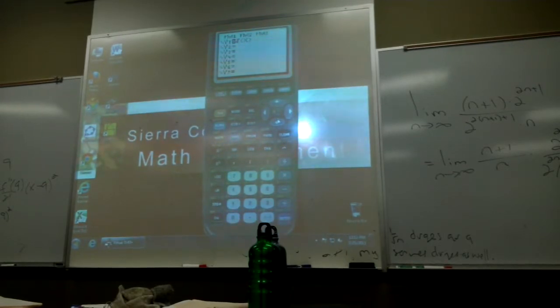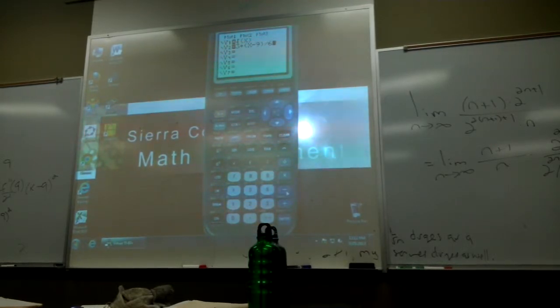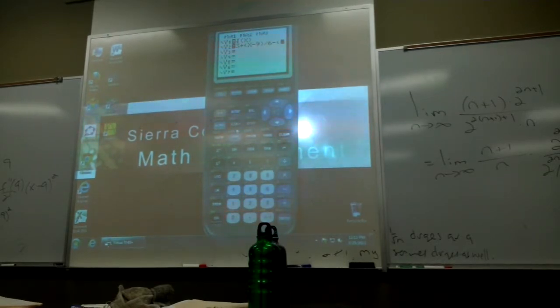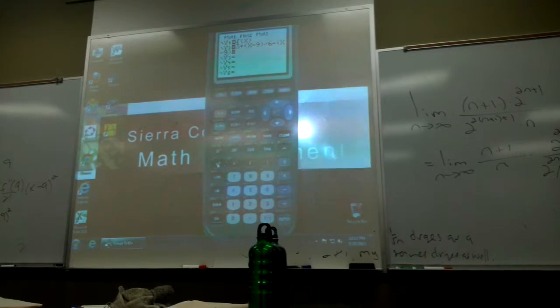However, in my equation editor, if I now go ahead and type in that second degree Taylor polynomial, which is 3 plus 1/6 times x minus 9, minus x minus 9 squared, divided by 216.